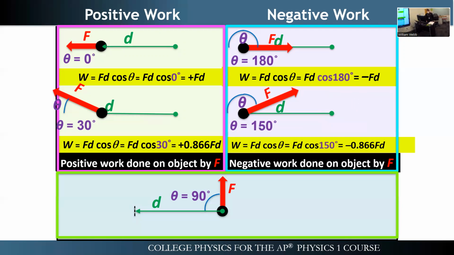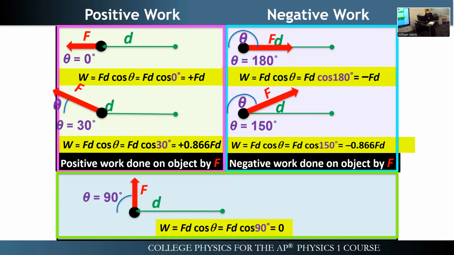And then if we think about that perpendicular component, or the normal force or something like that, if we put in the cosine of 90, what is cosine of 90? 0.